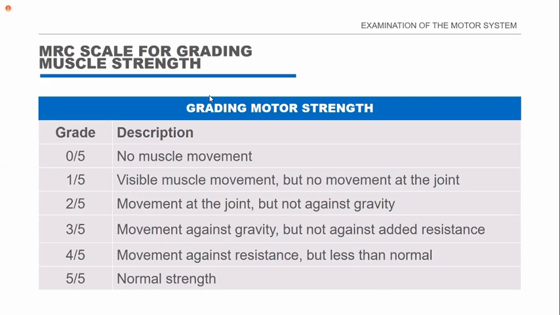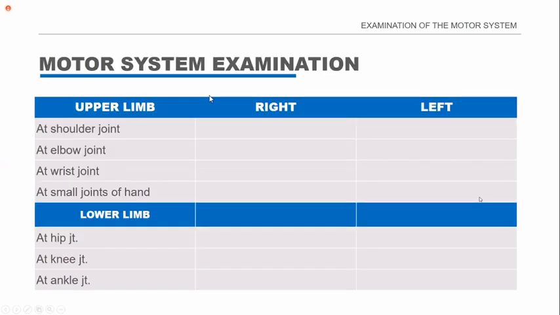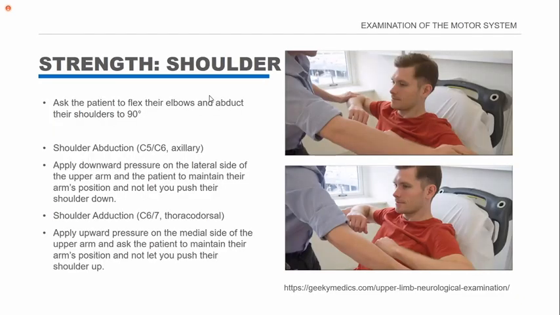Then 5 by 5 is normal strength. Patient is able to overcome your resistance or is equal to your power. So we again examine these in the upper limb at shoulder joint, at elbow joint, at wrist, and at the small joints of the hands. Then in lower limb we examine it at hip joint, knee joint, and ankle joint.